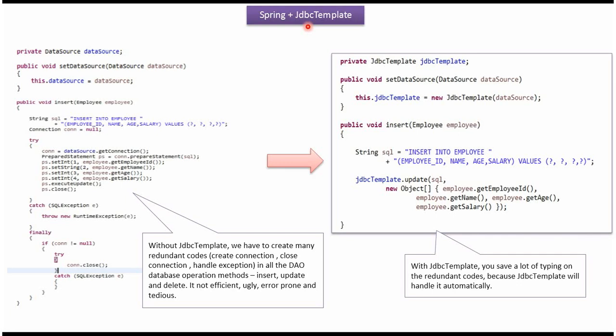In this video tutorial I will explain a Spring JDBC template example. Without JDBC template, we have to write a lot of redundant code, like creating the connection, closing the connection, and handling the exception in all the DAO methods. It is not efficient, it is ugly, it is error prone, and it is tedious.